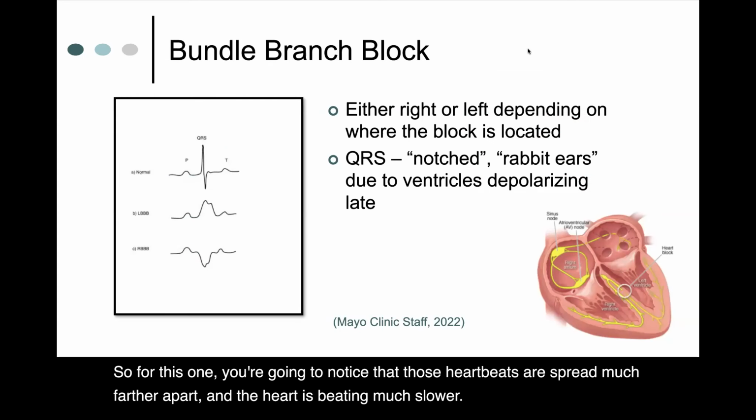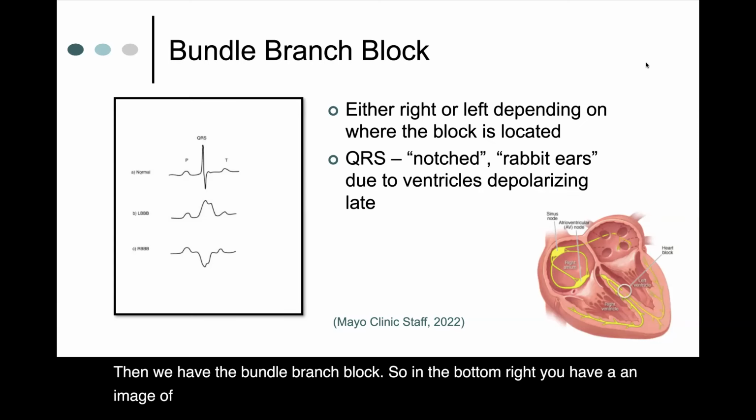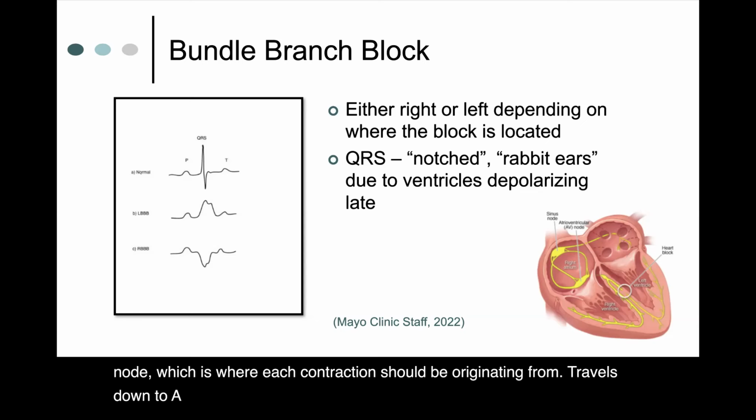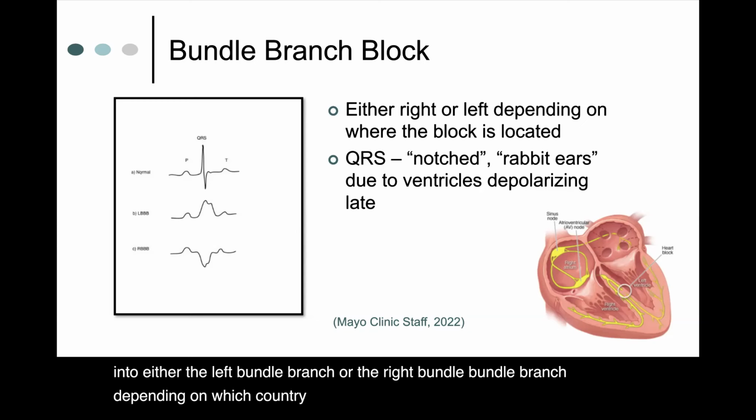Then we have bundle branch block. So in the bottom right, you have an image of a heart, and it is showing the conduction system up from the sinus node, which is where each contraction should be originating from, travels down to the AV node, and then it travels down to the ventricles, where it splits into either the left bundle branch or the right bundle branch, depending on which ventricle it needs to trigger next.